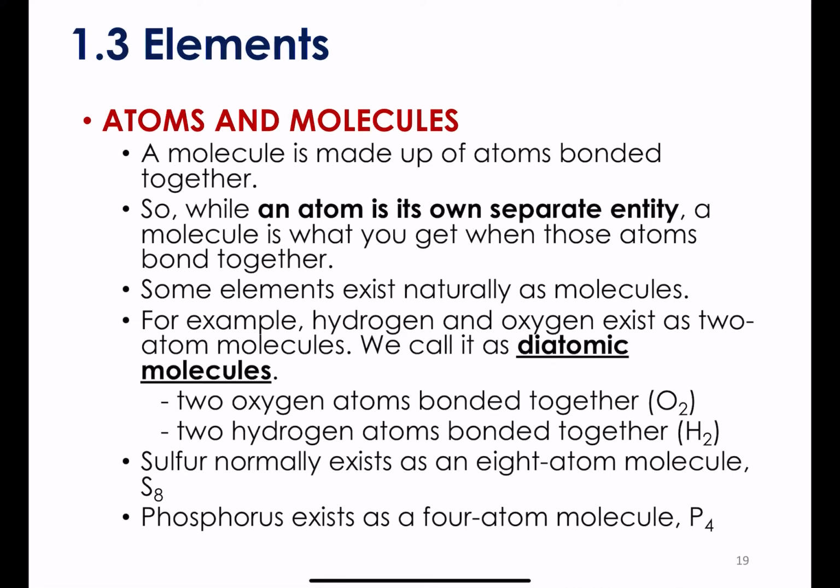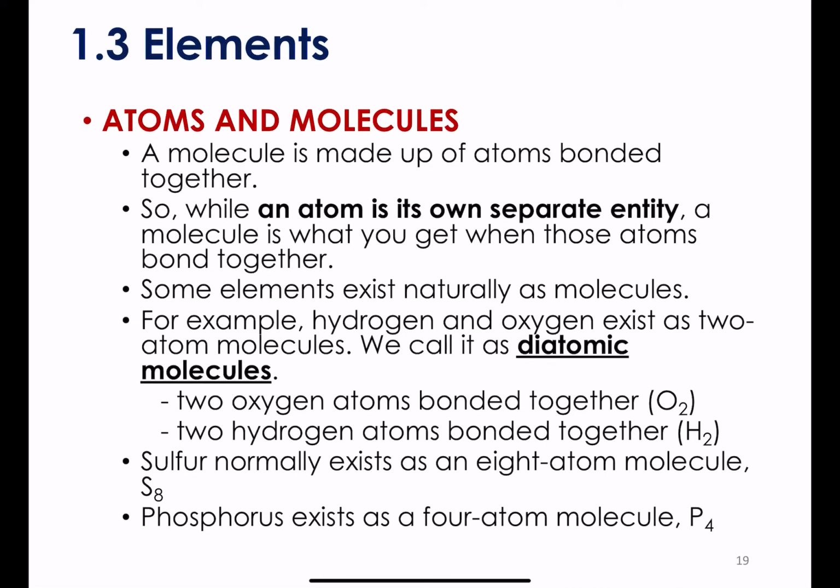While learning about elements, you will often come across the words atoms and also molecules. So, what is the difference between these two words? What is their relationship with elements? You have to know and understand that a molecule is made up of atoms bonded together. If we have an atom, the atom is the smallest unit of our particles. So, atoms bond together and then produce a molecule. So, an atom is its own separate entity, but a molecule is what you get when atoms combine.